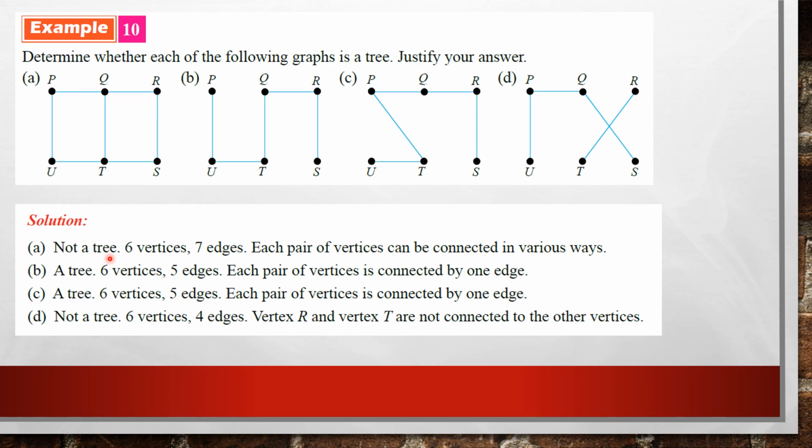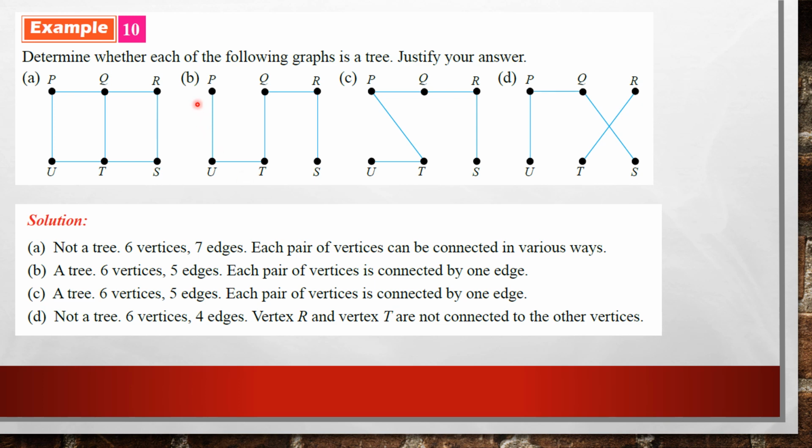And another way to check is the total vertices that you have is 6. So when the total vertices is 6, you must have 5 edges. But here you have 1, 2, 3, 4, 5, 6, 7. So you have 7 edges. Each pair of vertices can be connected in various ways. So diagram A is not a tree.